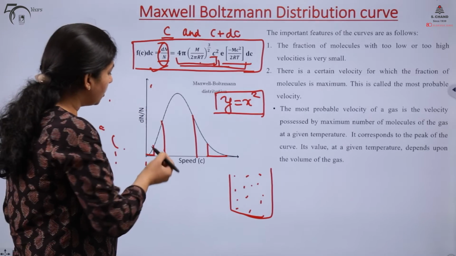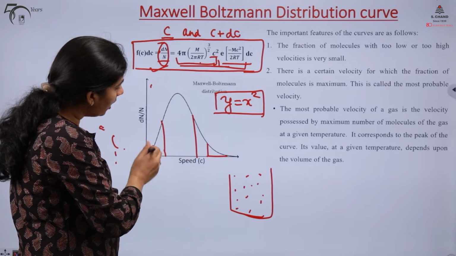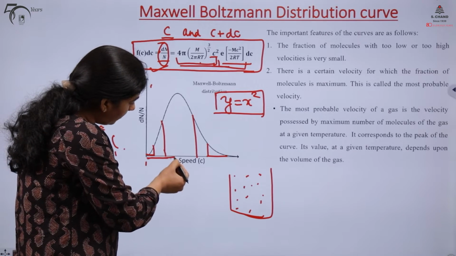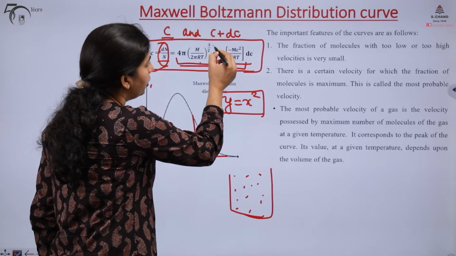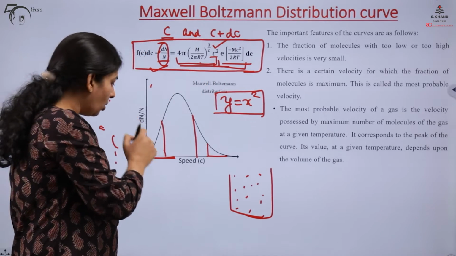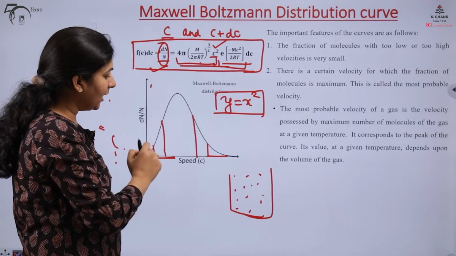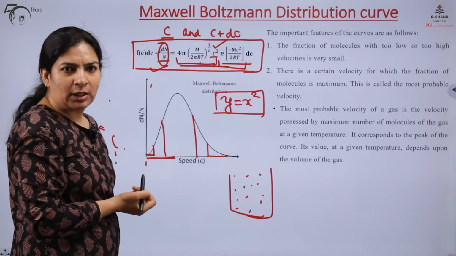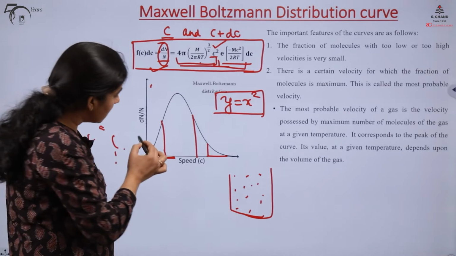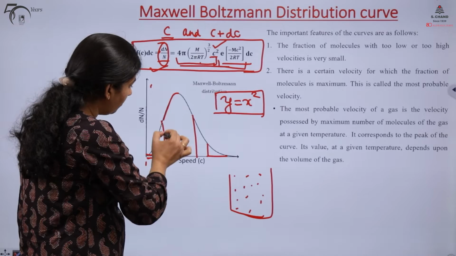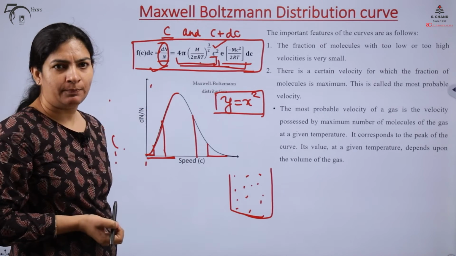So at smaller values of c, at lower values of c, what happens? This term dominates. So what term dominates? At lower values of speed, when the value of c is small, c square dominates, and therefore the nature of the curve is decided by what? Parabolic shape. Therefore it has a parabolic shape.